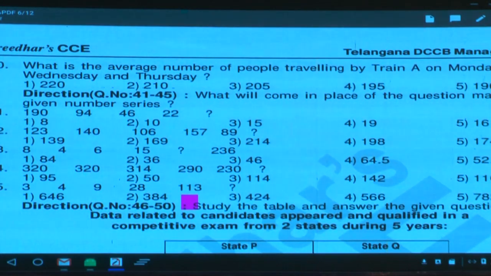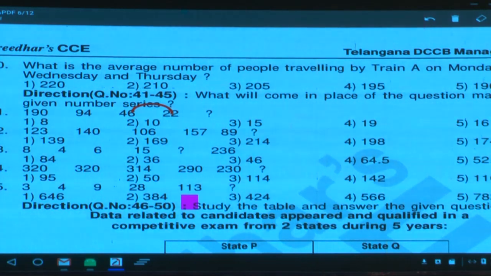190, 94, 46, 22 and so on. Now the numbers are decreasing. Whenever the numbers are decreasing, we should always go in the reverse order, isn't it? Now 22 and 46, how can you express this one?